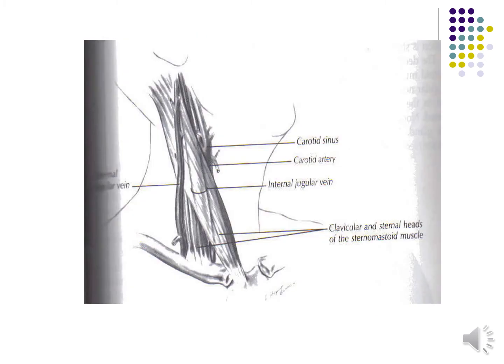So this is again a part of anatomy. The carotid sinus, carotid artery is seen, the internal jugular vein is seen, then the clavicular and sternal head of the sternocleidomastoid muscle.